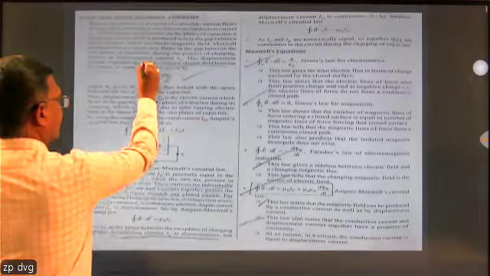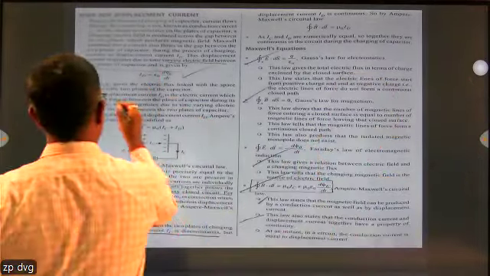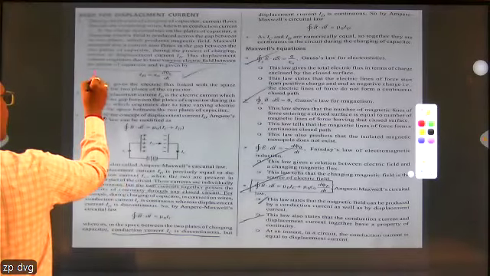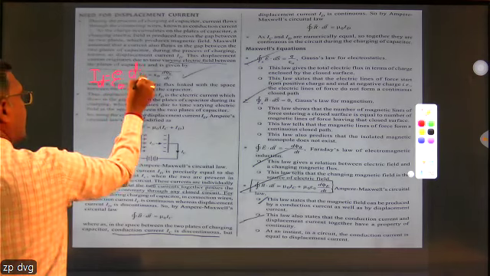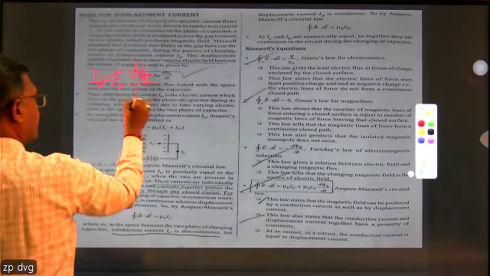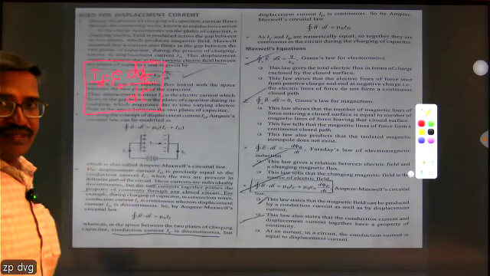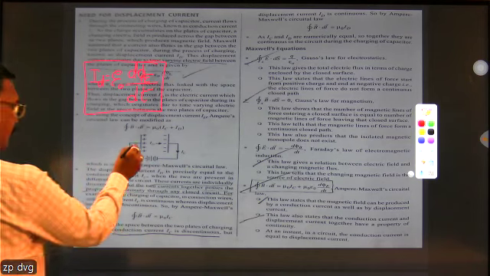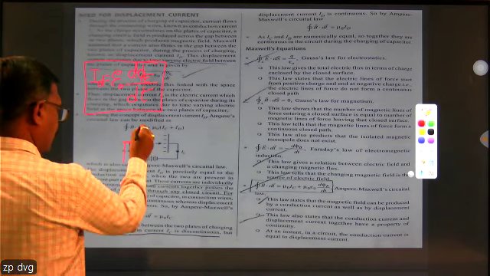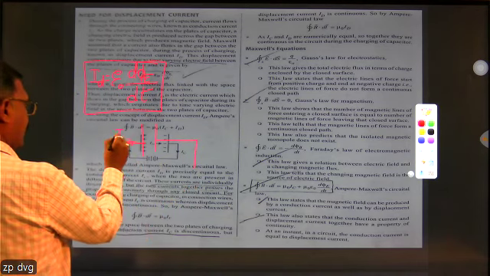So displacement current I_D, with a small d subscript, is equal to epsilon naught times d phi E by dt. So this is called displacement current. The current outside the capacitor plates we call conduction current.